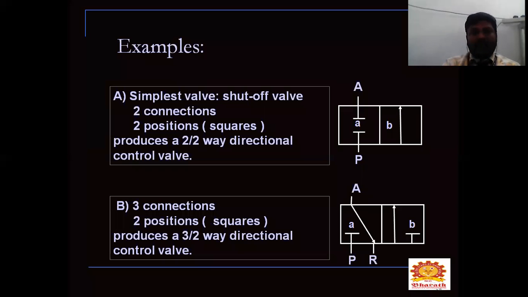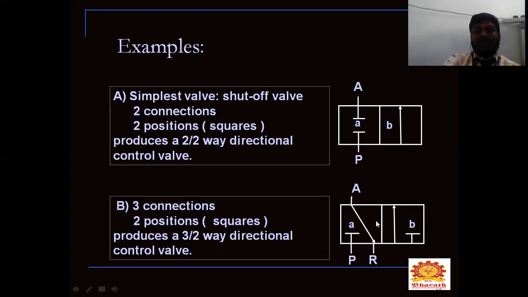And next is an example for the 2 by 2. Here you can see this is a two position and this is a two port: one is inlet and one is outlet. Here also, this is the inlet port and this is the outlet port. Here you have two ports, and here also two ports, and two positions with two ports each. That is called two connections and two positions, which is the 2 by 2 directional control valve.